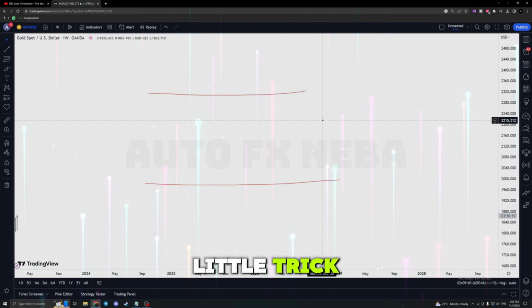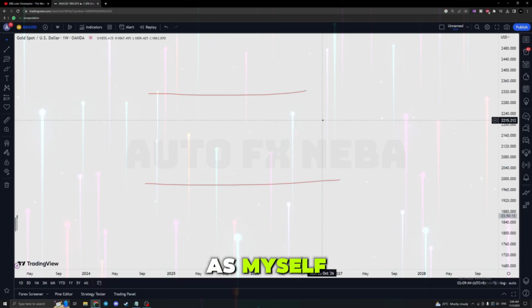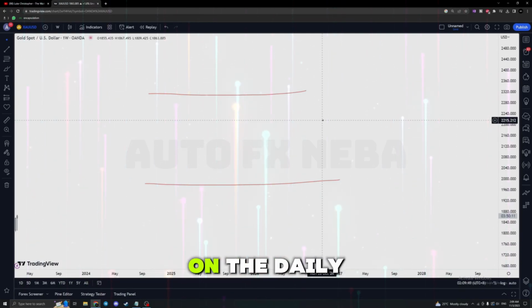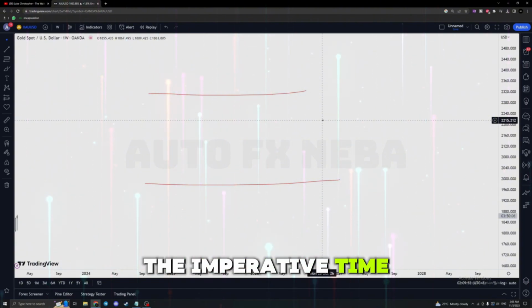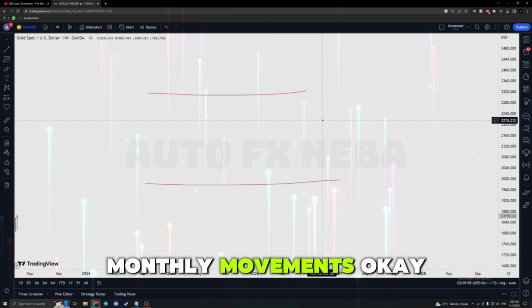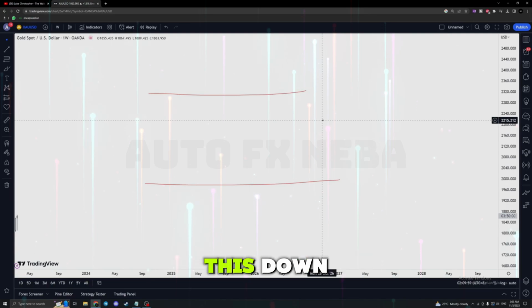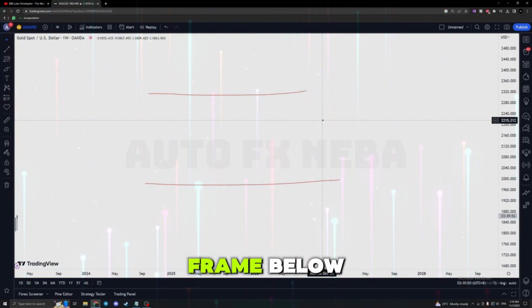Here's a little trick: if you know the monthly storyline and you're a swing trader such as myself, you don't necessarily have to put too much emphasis on the daily, because the weekly will be the imperative time frame for your monthly movements. A simple cheat code for you guys, you can go ahead and write this down. Whenever we're dealing with support and resistance, we're always dealing with one time frame below.